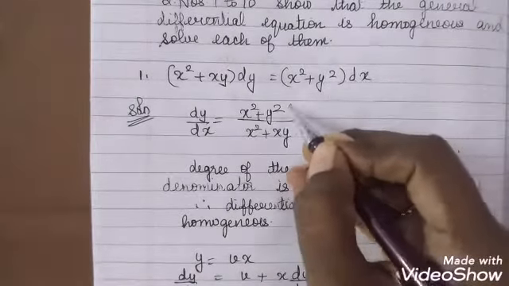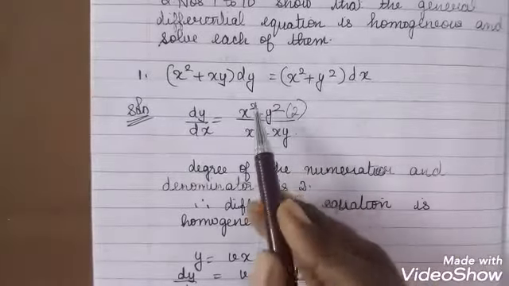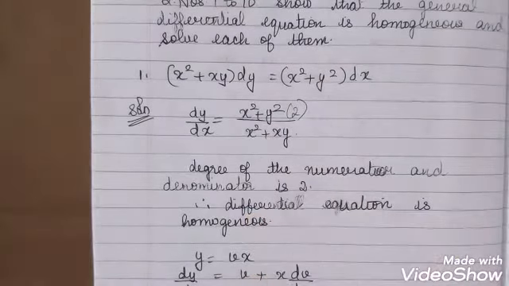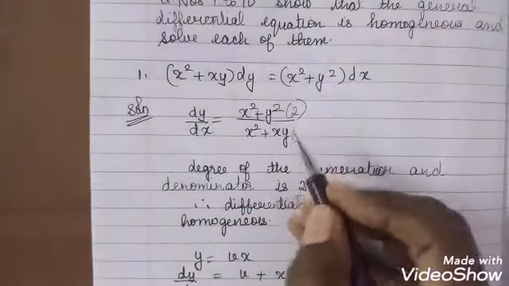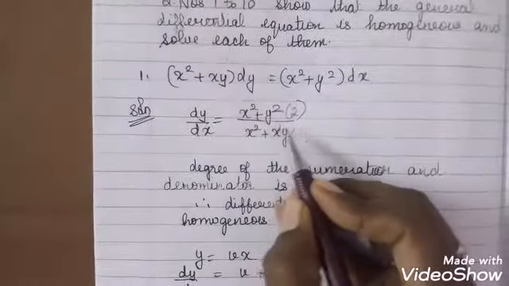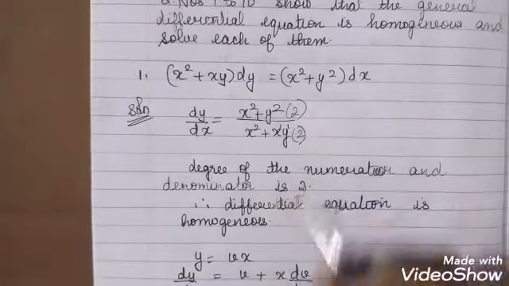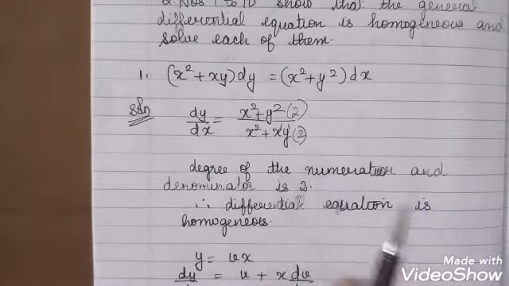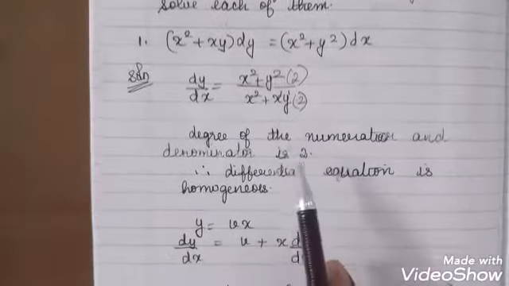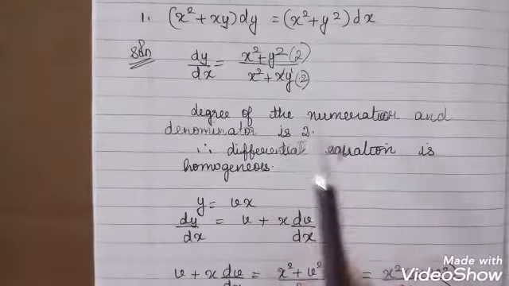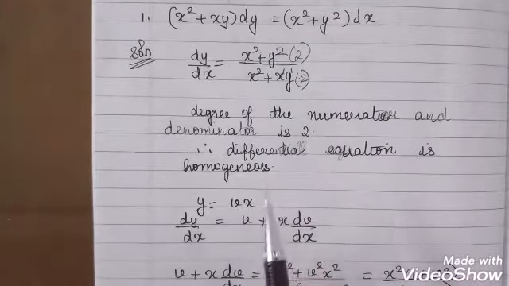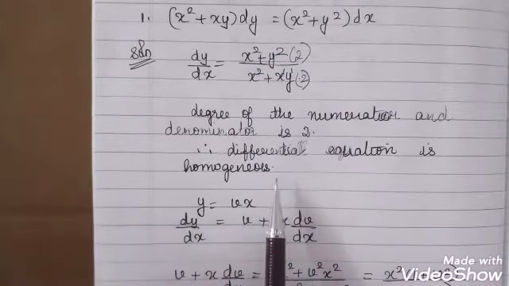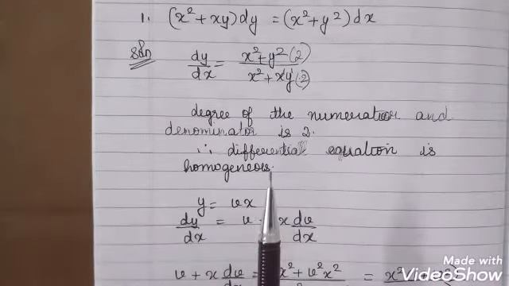Now what is the degree of the numerator here? It's 2, because both terms have power 2, so the degree is equal to 2. Coming to the denominator, here also the degree is 2, since here you have 1 plus 1, which is equal to 2. So the degree of the numerator and the denominator is 2. Therefore the differential equation is said to be homogeneous in nature. This is the first step: first check if it is homogeneous in nature.